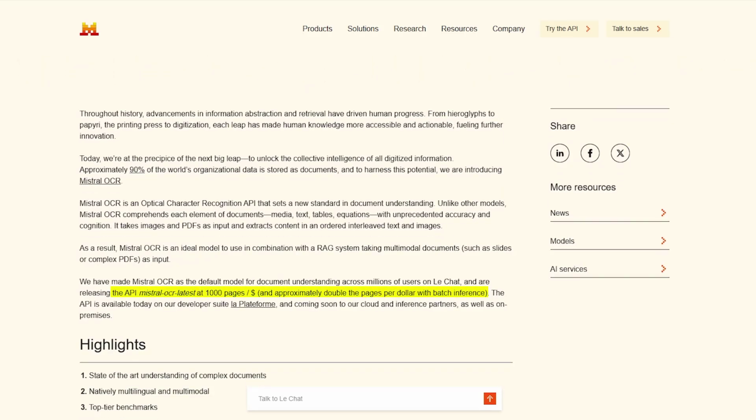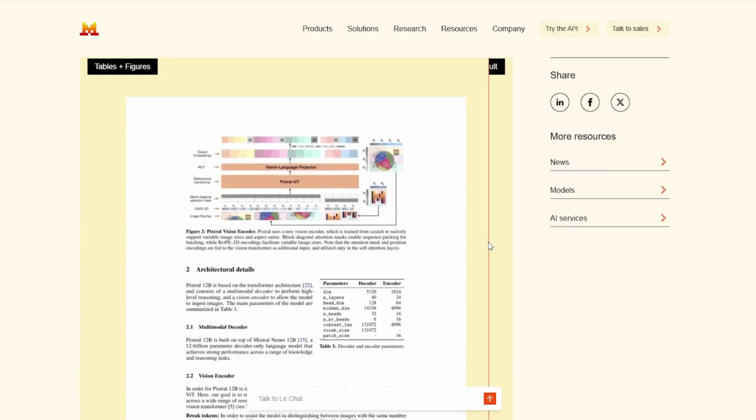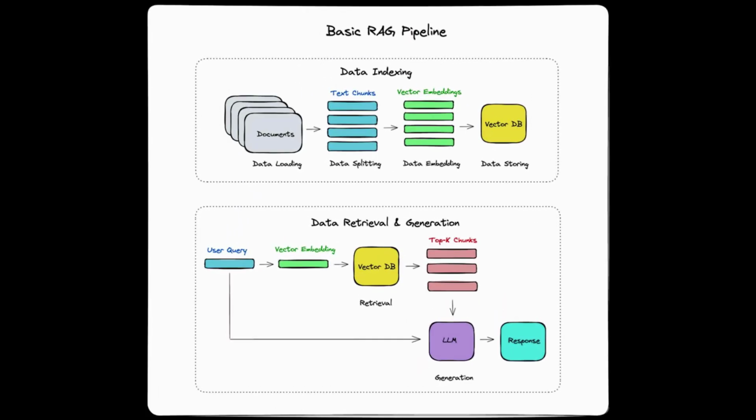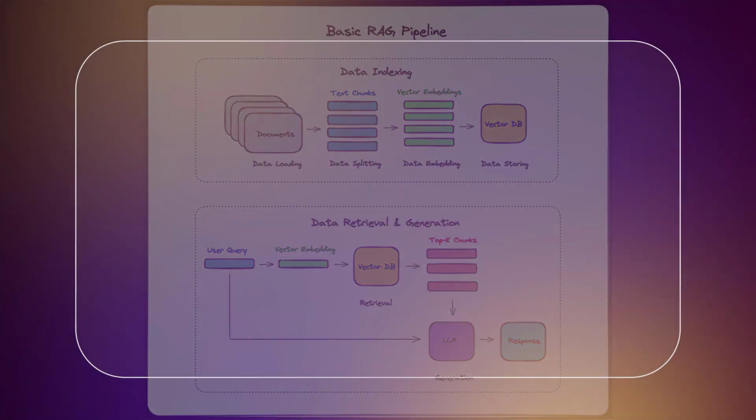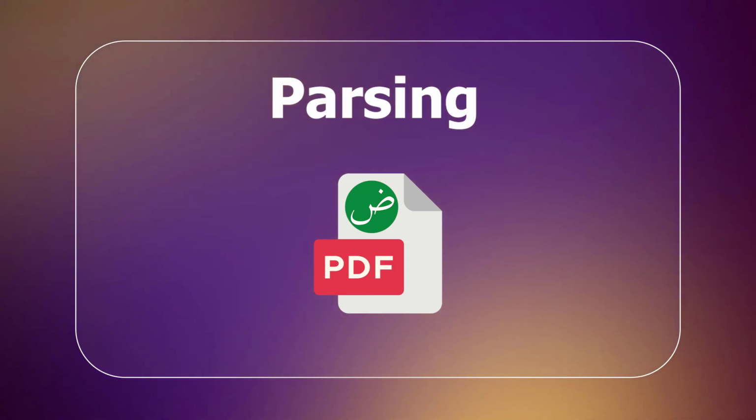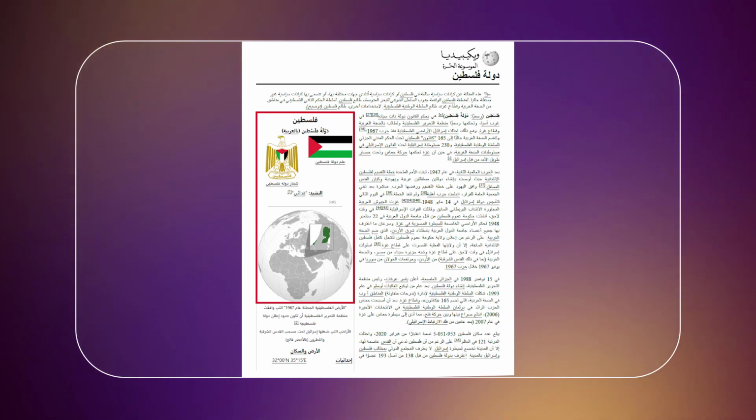One notable feature about this model is its ability to extract not only text but also images and other elements, returning them in a suitable format. For our use case, we will see how to enhance a basic RAG application by parsing PDF files in Arabic, which is more challenging than other languages because it's written from right to left. First, we will use Mistral OCR for the text and image extraction.